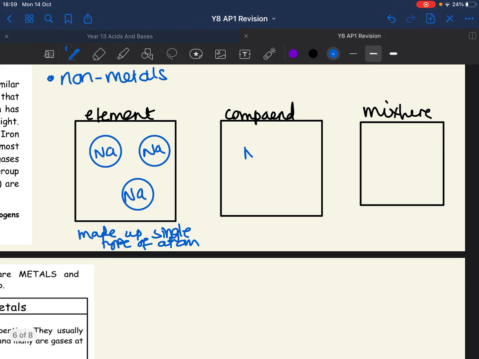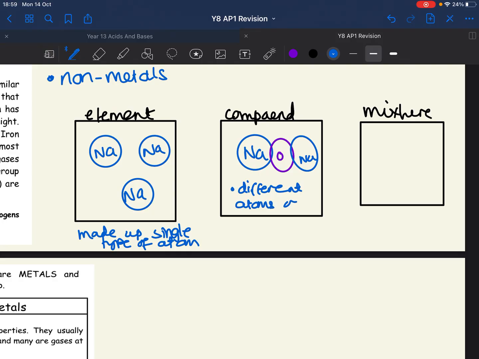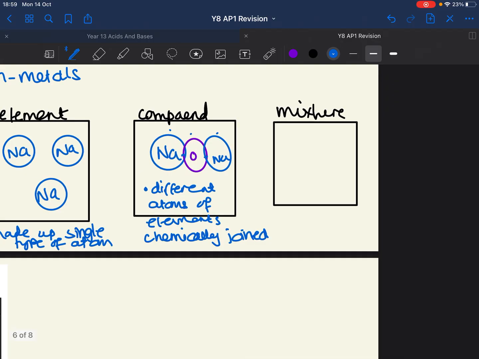A compound, for example, let's use sodium still, and we'll use sodium oxide. You can see that in a compound it's not just the same atom, it's not the same element. So it's different atoms of an element. It could be the same element as well, but it's chemically joined together. That's the key word, chemically joined. It's different atoms, of different elements, and they are chemically joined together.